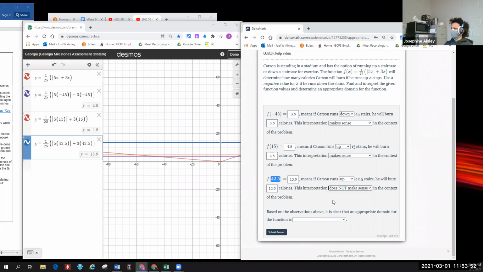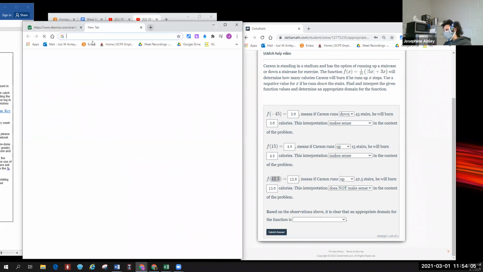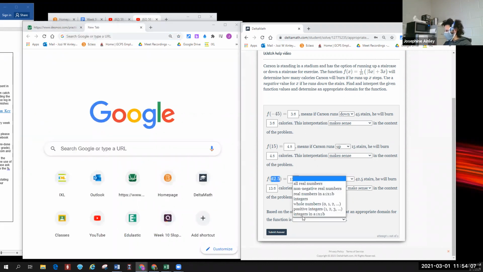I can't run up half a stair. I can run up a full stair. I can't do half a stair. All right, so based on these observations, it's clear what the appropriate domain for the function is. Now, in order to answer these questions, we have to know these definitions. Instead of me telling you what they are, let me show you how to use Google.